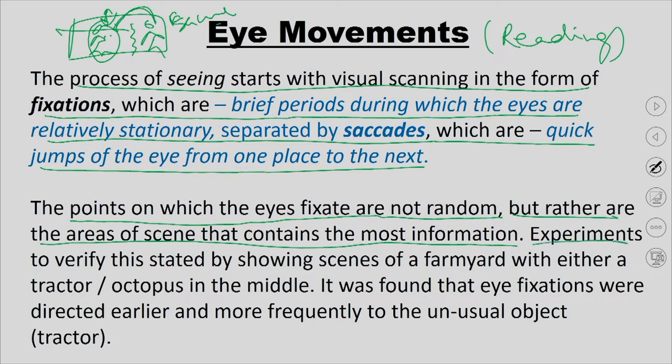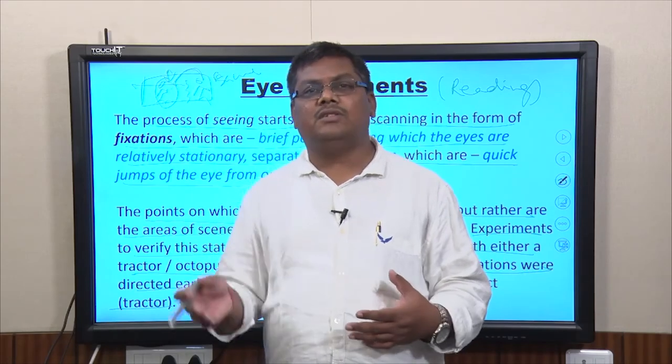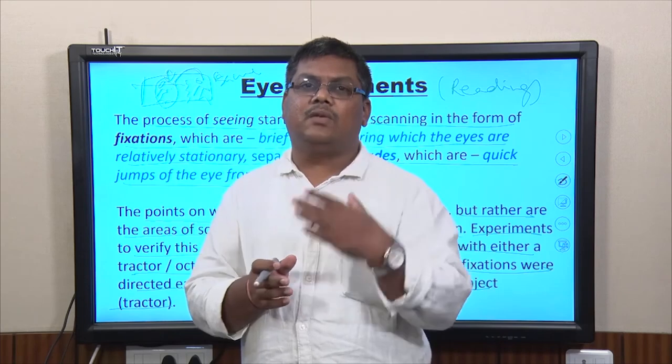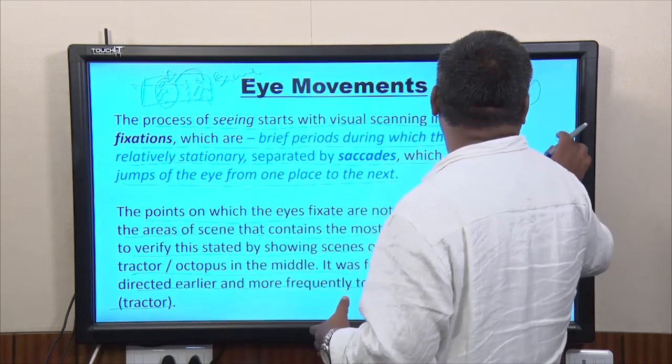Now, experiments to verify this started by showing scenes of a farmyard with either a tractor or an octopus in the middle. It was found that the eye fixations were directed earlier and more frequently to the unusual object, the octopus, right? So, an experiment was done in which a farmyard scene was created, with a tractor and an octopus. When I looked at eye fixations in terms of how the eye is moving, we saw that unusual objects required more attention than usual objects, right? Usual objects got little attention.